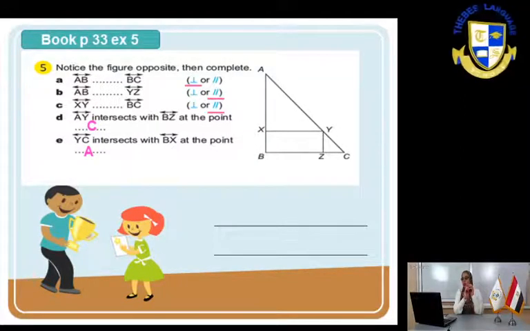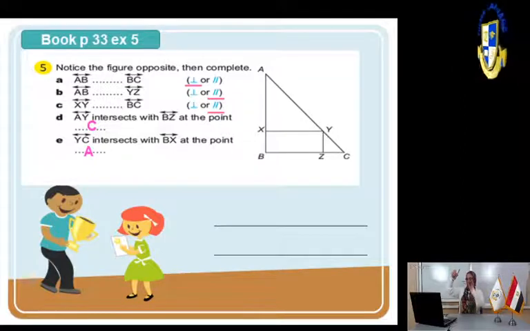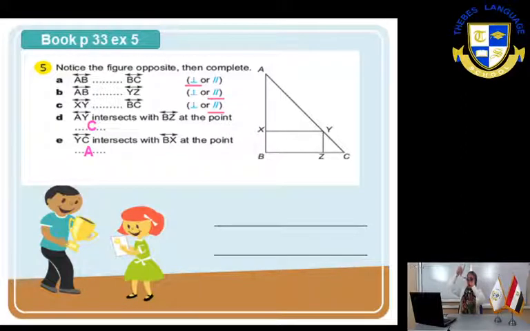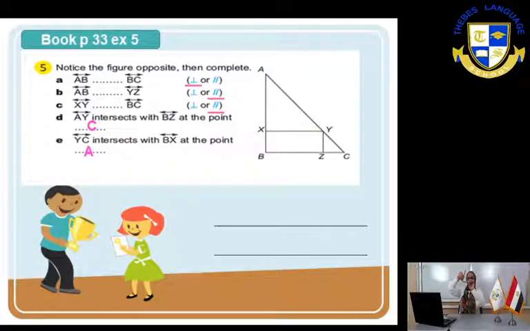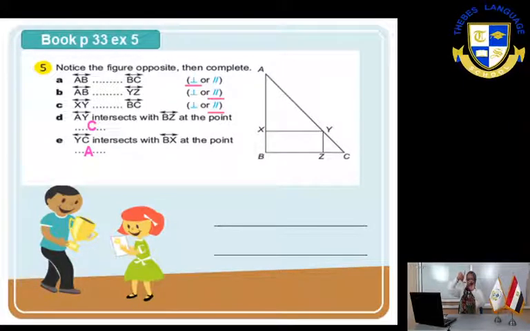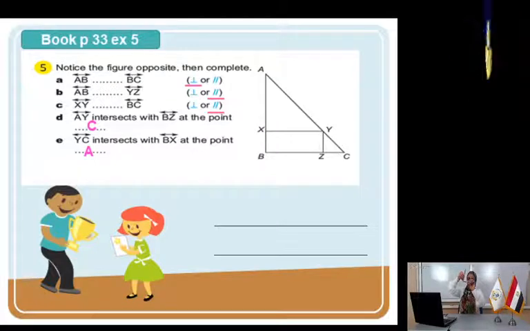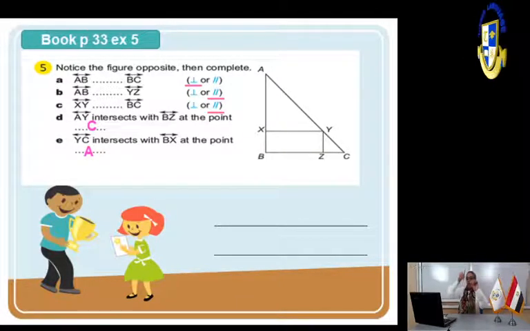Number D, AY intersects with BZ. This is AY and this is BZ. They intersect at how many points? We said before that any intersecting lines intersect at 1 point. So it will intersect at 1 point. Which of them? A, B, C, Z, Y, X, which one? Excellent. Here they meet each other at this point. So this point we call C.